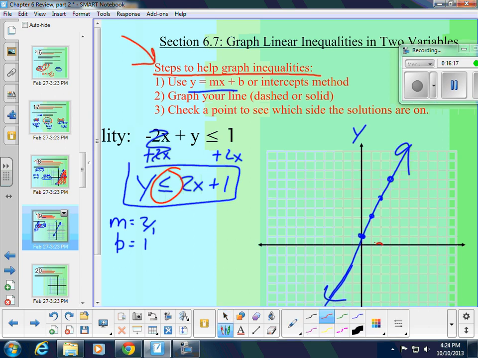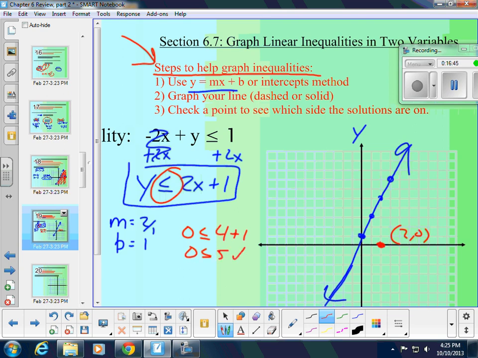So for example, here I'm going to check the point 2, 0. The origin's usually a pretty easy one to check as well, but in this case I'm going to check 2, 0 and see what happens. So I'm going to put 2 in for x and 0 in for y and see what I get. Well, I put 0 in for y. That's less than or equal to 4 plus 1. And so in this case, 4 plus 1 gives me 5, so 0 is less than or equal to 5. Is that true?